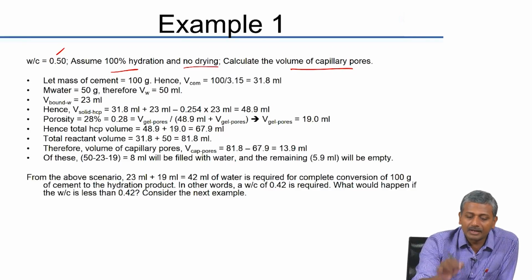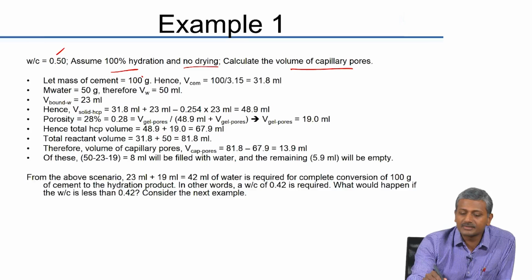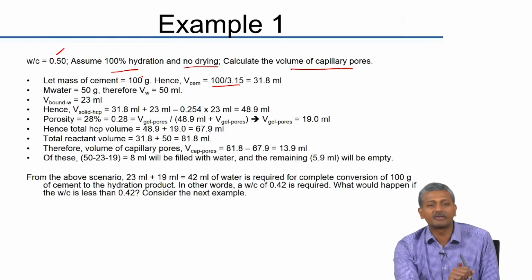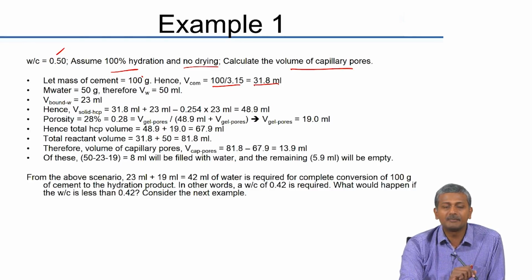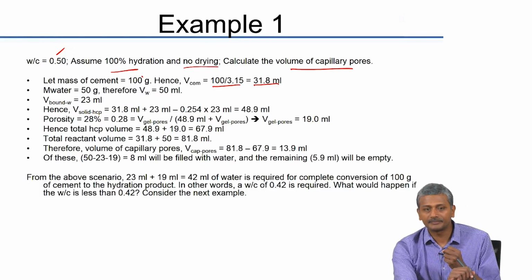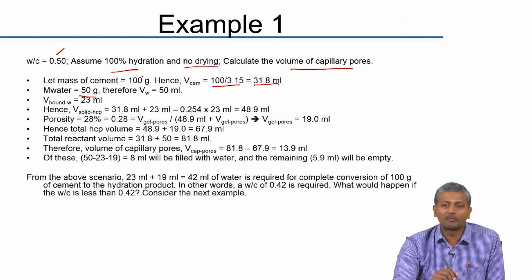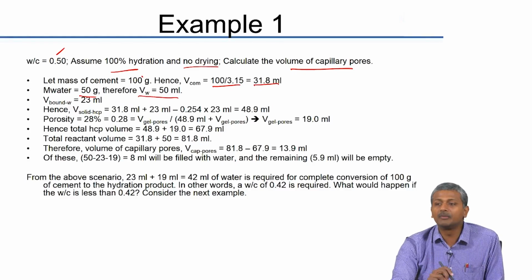So cement is 100 grams, let us say we start with 100 grams of cement. So volume of cement is 100 divided by density, that is 3.15 grams per cubic centimeter or gram per milliliter, that is 31.8 milliliter. The cement has a volume of 31.8. Okay. Mass of water is 50 grams because we have water cement ratio of 0.5. So that is volume of water is 50 milliliters. All clear so far? Okay.